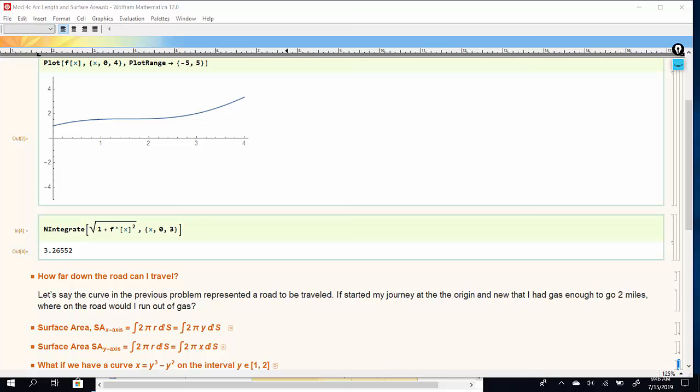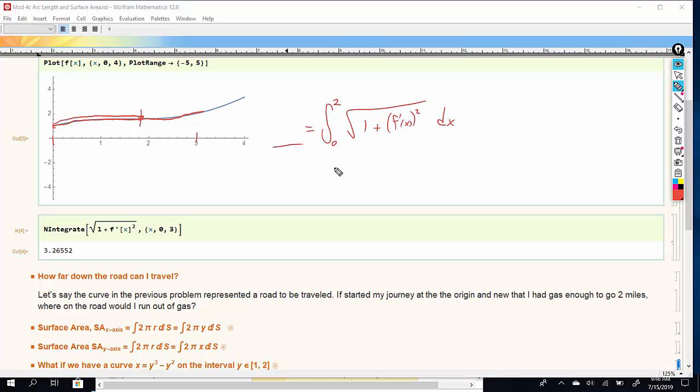Our next question is, how far down the road can I travel? The idea here is that we integrated from 0 to 3 to find the length of the curve as we traveled over that interval. But the question is, if I could only travel a total length of 2, where would I end up along my curve? So we could certainly modify our integrate command to explore different points. I could integrate, for instance, from 0 to 2, the square root of my expression here. And I could find that specific value, or 2.5 or 2.3, and I could explore that.